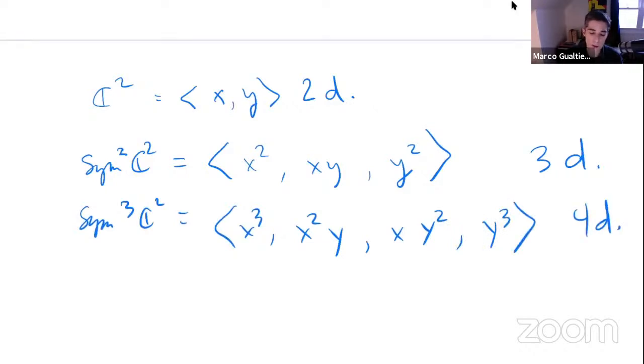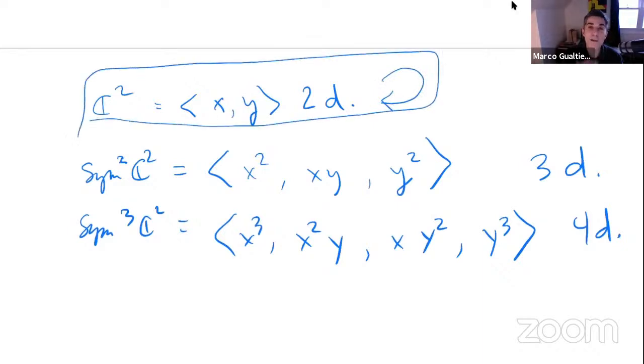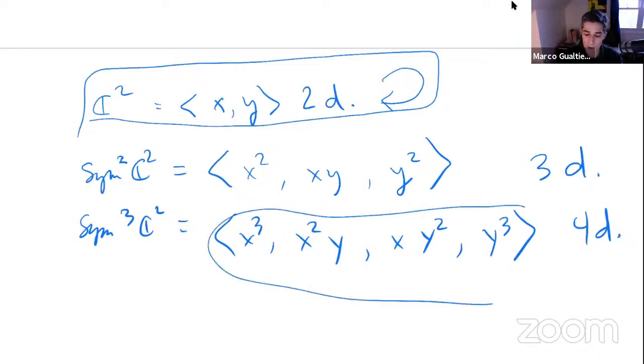Okay, so this is the really cool thing: if you know how your representation works on here, that means you know how it acts on x and y. And if you know how it acts on x and y, you can just let it act on polynomials in x and y. And in this way, you produce all of the irreducible representations of SU2 just by taking higher and higher homogeneous degree.